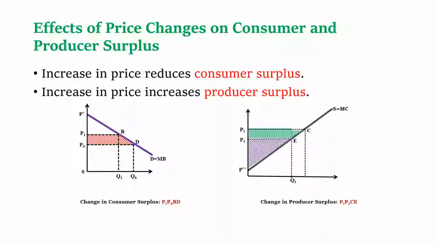If the producer or the seller decides to increase the price of the product, then the consumer surplus will reduce. The consumer surplus will reduce if the seller decides to increase the price of the product. Now look at the diagram on the left.